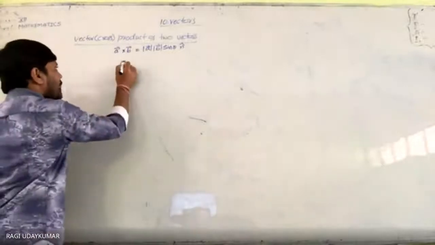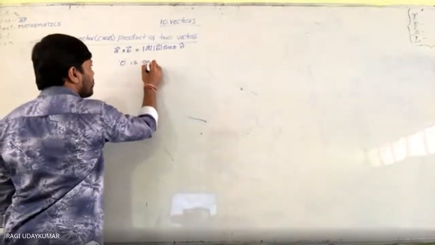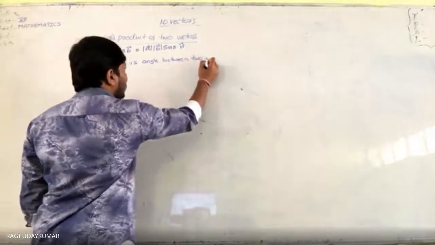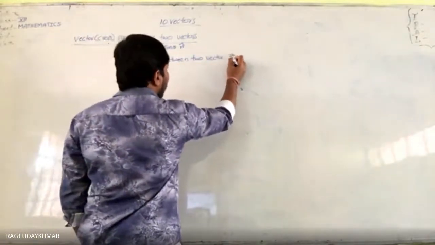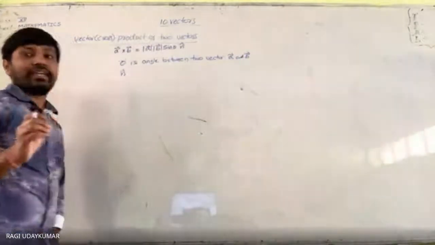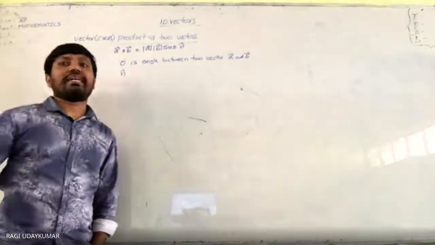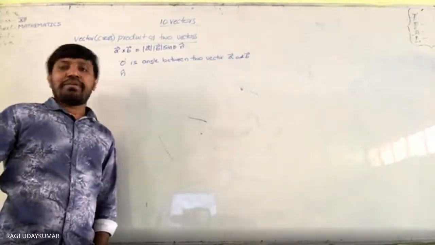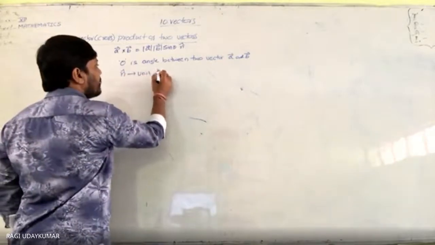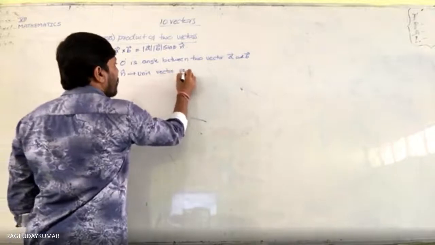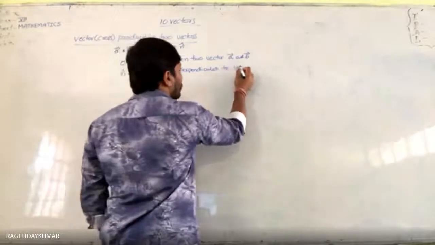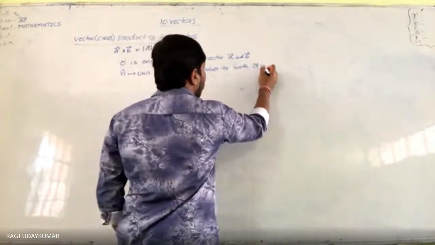Here theta is the angle between the two vectors A and B. And n cap is a unit vector which is perpendicular to both the vectors A bar and B bar.